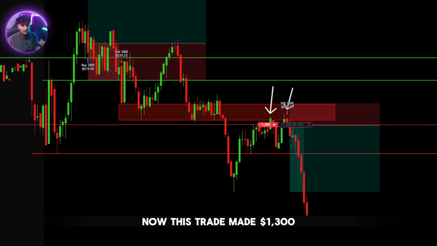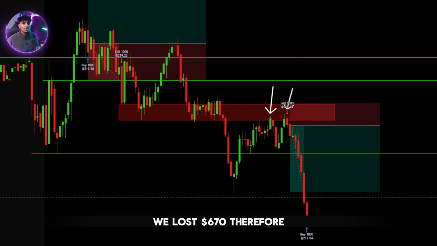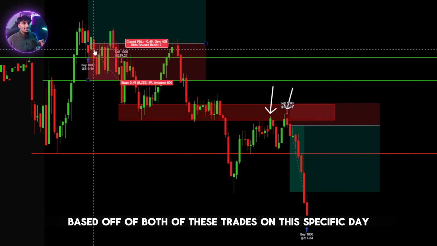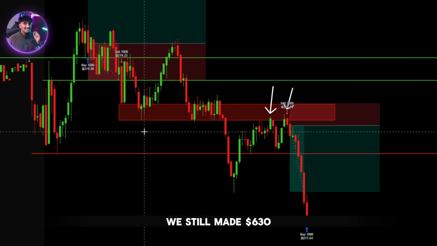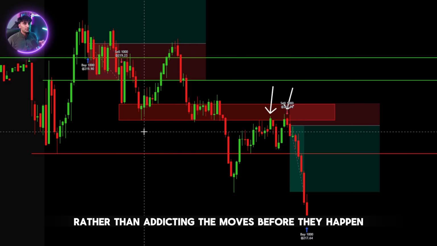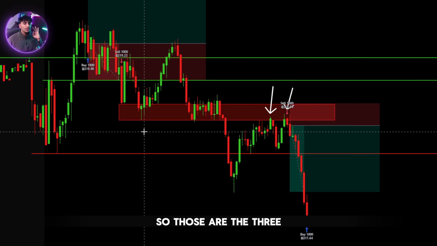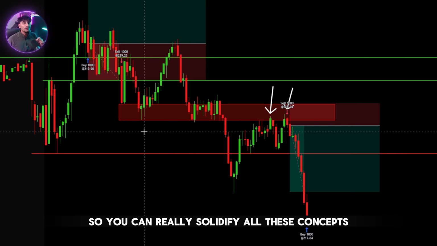Now, this trade made $1,300. And as you can remember from the previous trade, we lost $670. Therefore, based off of both of these trades on this specific day, we still made $630 by simply reacting to the price action on the chart rather than predicting the moves before they happen. So those are the 3 most important price action steps that you need to follow. Now let's combine all of them into one example so you can really solidify all these concepts.